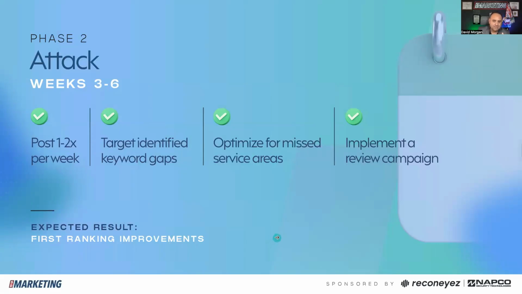Once we get into phase two, we'll call it the attack phase, so to speak, we're going to be posting once to twice per week. We're going to be identifying additional keyword gaps, optimizing for missed service areas, and implementing a review campaign. And by the way, I would say we even want to implement this review campaign immediately, like today, if you don't have one.